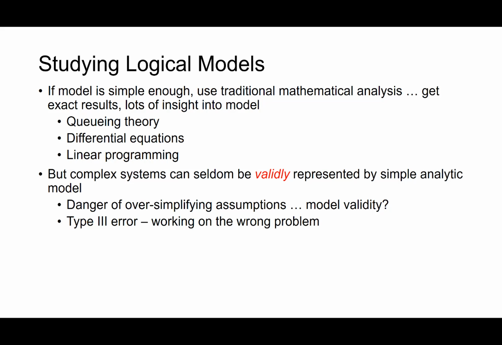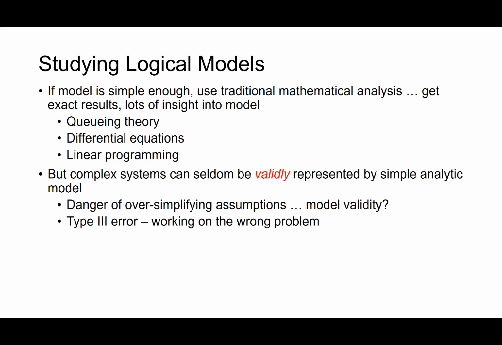However, complicated systems can very seldom be represented by a simple analytical model. The danger of oversimplifying assumptions is that you oftentimes lose the true value and some of the impacts of the variability within the system. At the same time, complex systems can seldom be validly represented by a simple analytical model. In those cases, there's oftentimes oversimplification, which sounds easy and makes it much easier to set up. However, you lose a lot of the validity and a lot of the value in truly understanding the impacts of all the different interconnections. There's also what we call, in this case, the type 3 error.